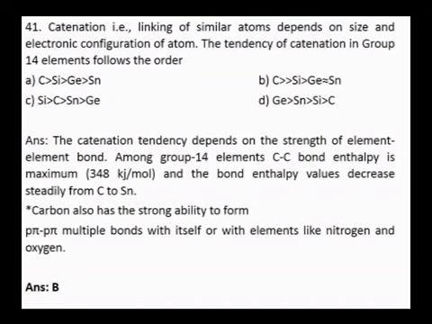the catenation property depends on the strength of the element-element bond, and among group 14 elements the carbon-carbon bond enthalpy is maximum. It has high bond enthalpy and it decreases from carbon to tin. Carbon also has the strong ability to form p-pi multiple bonds with itself or with more electronegative elements such as nitrogen and oxygen, and hence the correct option becomes option B, that is C more than Si more than germanium and almost equal to tin, and the correct answer for question number 41 is option B.